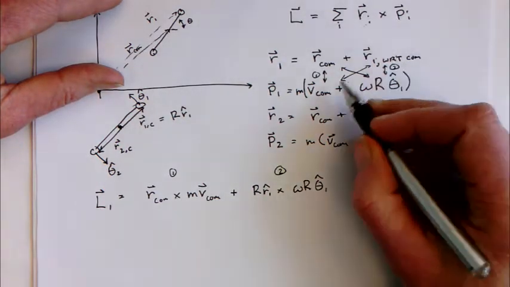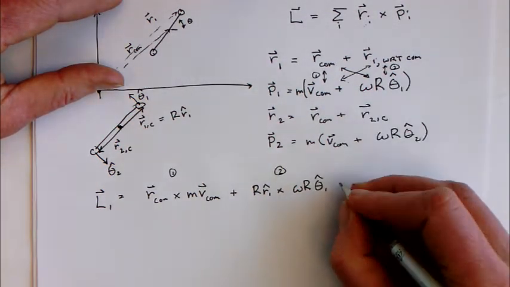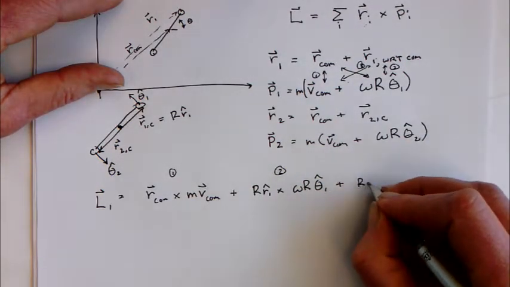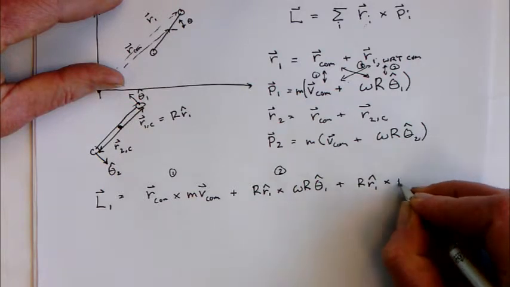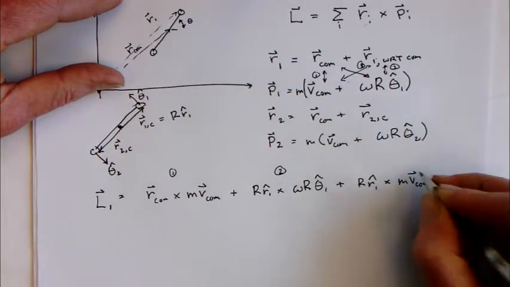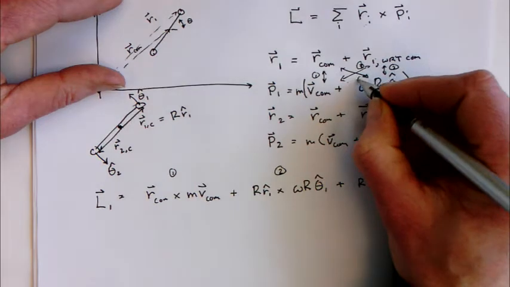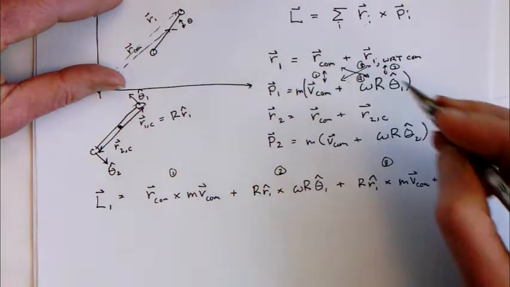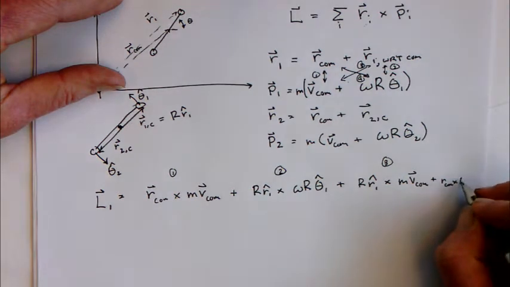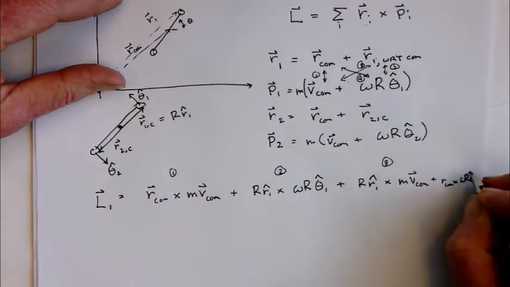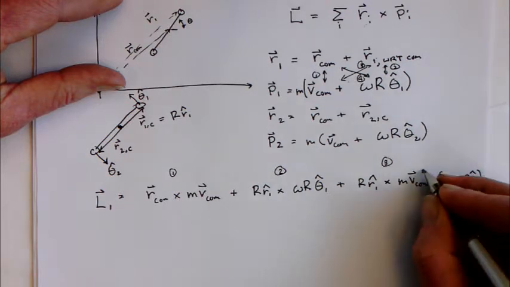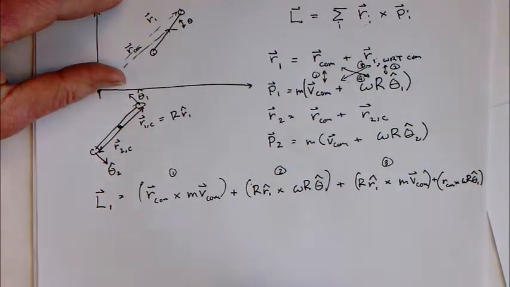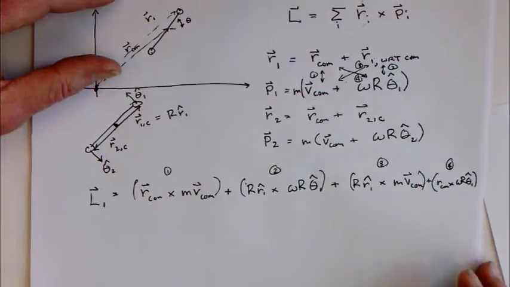If I take R1 cross MV1, if this is number 3, I'm going to get big R times R1 hat crossed with MVCOM, right? And then finally, this last term is going to be RCOM cross omega times R times theta 1 hat. Okay, so this is the fourth term.